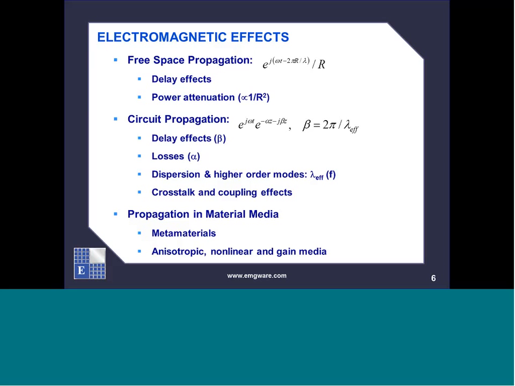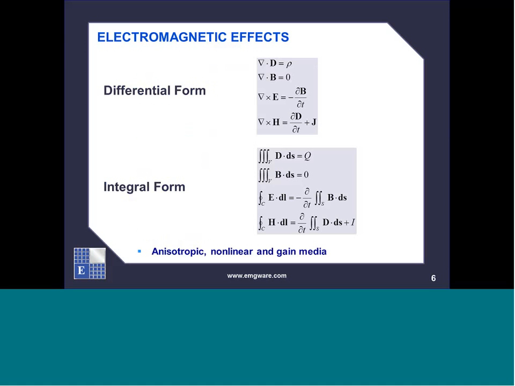Similarly, crosstalk and coupling effects, when you have proximate lines, and you may have coupling from one line to another. And then there are also other electromagnetic effects like propagation in material media. These days you have probably heard about metamaterials, and these are engineered materials or artificial dielectric materials that have very interesting properties. Or propagation in anisotropic materials, nonlinear materials, gain media. For example, in a lot of optical devices and optoelectronics, we deal with propagation of electromagnetic waves inside nonlinear media.